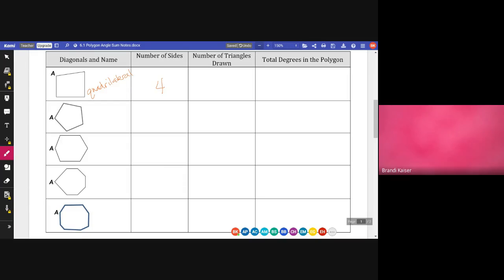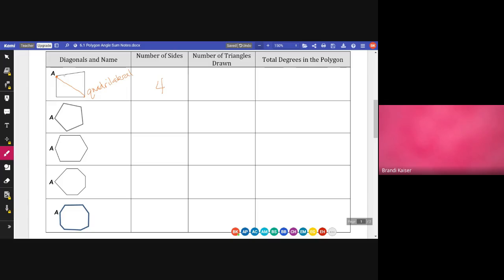The next thing that we're going to do, after we name it and talk about the number of sides, is draw in diagonals in this shape. All the diagonals that we draw are going to come from the corner labeled A. Each shape has a corner that's labeled A. If I were to draw in a diagonal, remember, you're connecting this corner to other corners in the shape that aren't connected by a side. The only one I can actually draw in here goes from the top left corner to the bottom right corner. That is one diagonal.